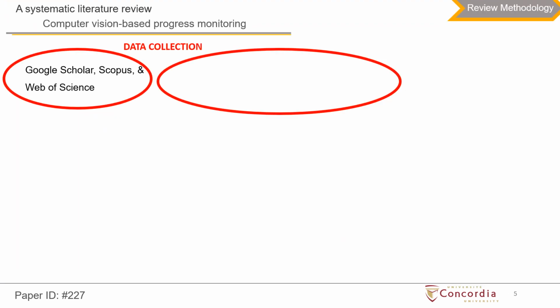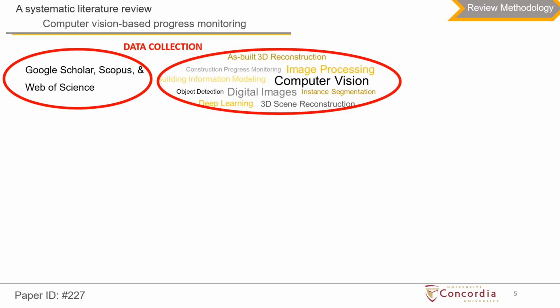In this research, we adopted a systematic literature review approach using the following databases and search engines: Google Scholar, Scopus, and Web of Science. The keywords used in the study included automated project monitoring, construction project updating, construction progress tracking, alongside with image processing, computer vision, 3D scene reconstruction, and building information modeling.